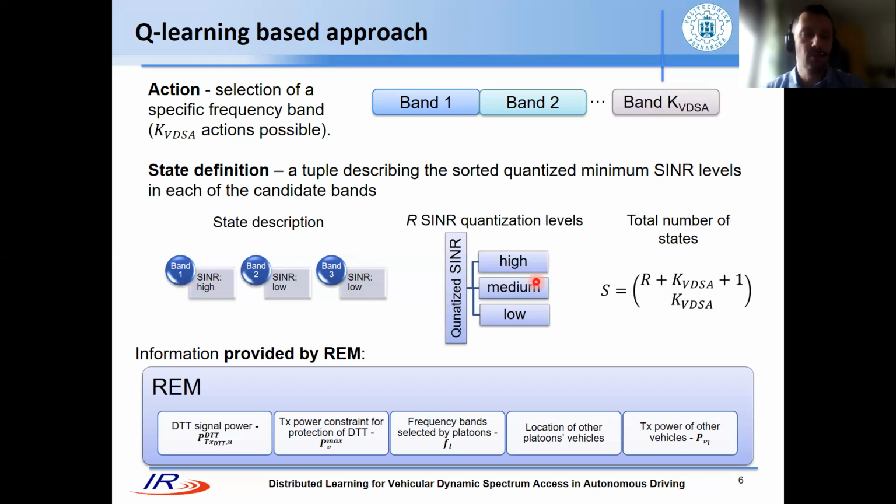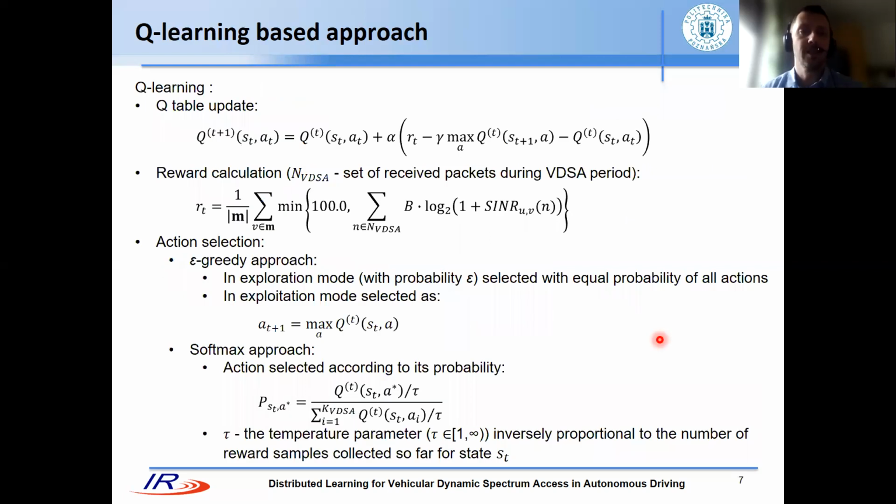The main problem here is, of course, how to obtain the information on the SINR. And this can be done with the information provided by REM, because REM can inform us on certain parameters that are needed to calculate the SINR, such as the DTT signal power per current location, the transmit power constraint for protection of DTT, so the maximum power that we may use within the platoon, and also the information on other platoons, like the frequency band selected by the other platoons, their location, and the transmit power used by the other platoons' vehicles. So we use this information and this definition to simply update the Q-table according to the Q-learning approach, right?